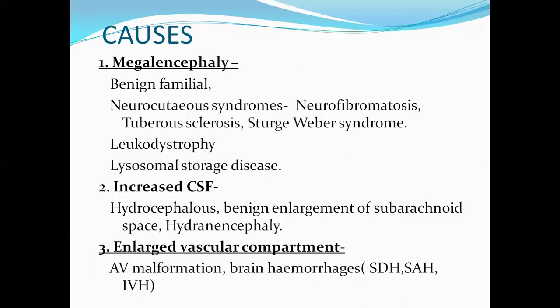Then an enlarged vascular compartment. It could be AV malformation or brain hemorrhages: subdural hemorrhage, subarachnoid hemorrhage, or intraventricular hemorrhage. Intraventricular hemorrhage is an important cause in preterm babies, which we come to know by serial imaging of the baby.